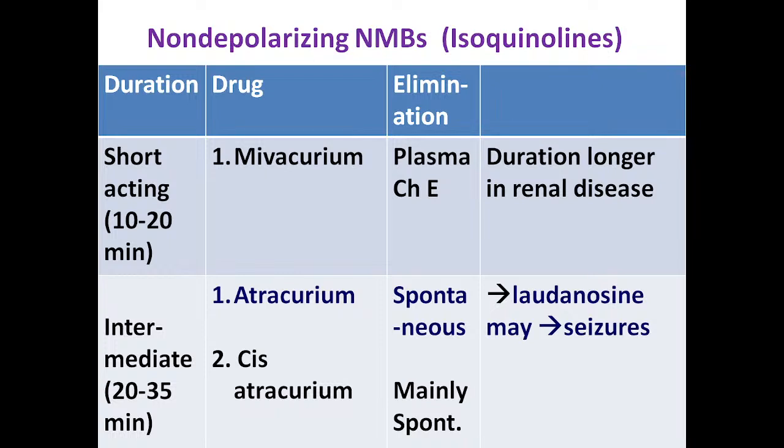So these, as I said, can also in turn be divided into different drugs depending on their duration of action. So we have short acting, intermediate acting, and long acting competitive blockers. So first, amongst the isoquinolines, the shortest acting is mivacurium, which acts for about 10 to 20 minutes. Okay, and why is it short acting? Because it gets metabolized by plasma cholinesterase. Where is plasma cholinesterase present? In the blood, or also it can be in the liver, that sometimes we call butyryl cholinesterase.